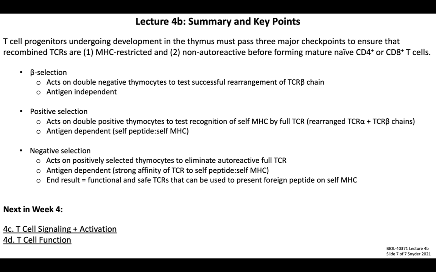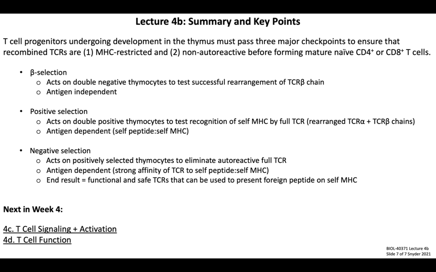To summarize, in this lecture we've learned that progenitor cells undergoing T cell maturation in the thymus must survive through 3 major developmental checkpoints, and that these exist to ensure 2 main criteria of functional T cells: that they can recognize self-MHC in a process we called MHC restriction, and that they must not react to self-antigen in order to preserve immunological tolerance.